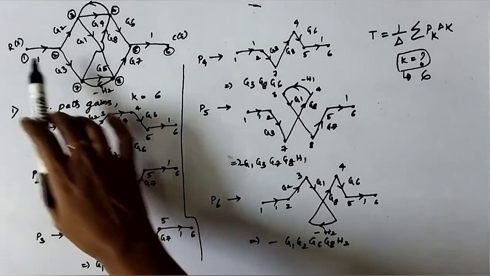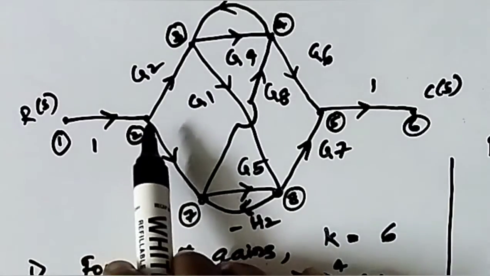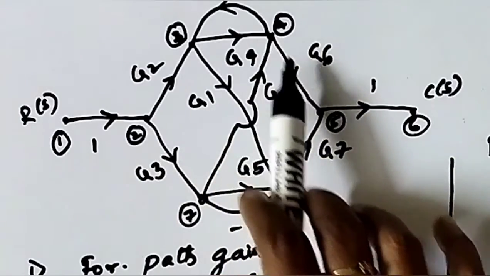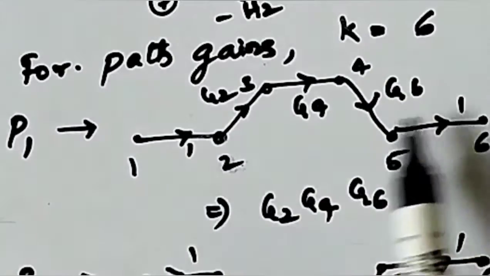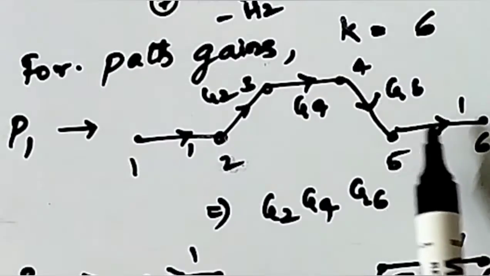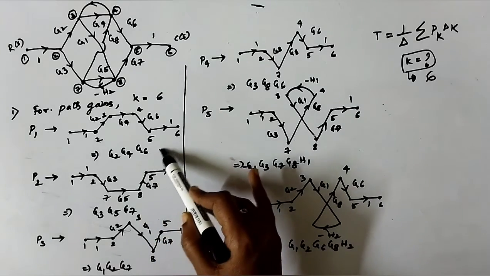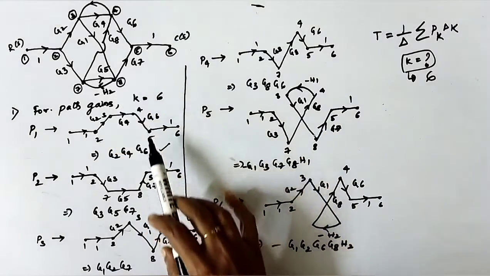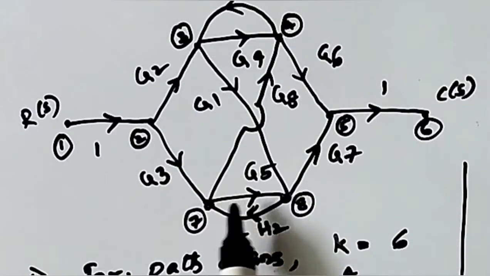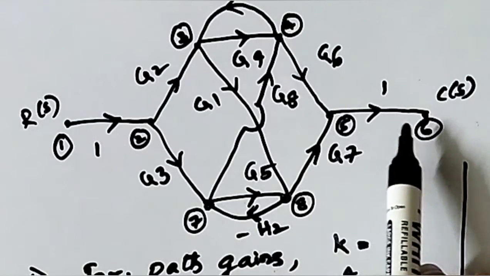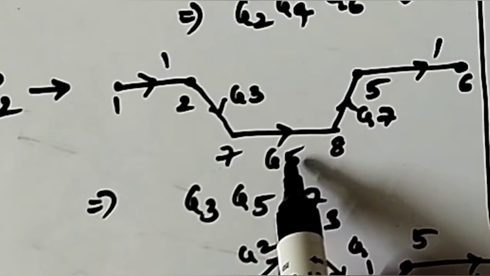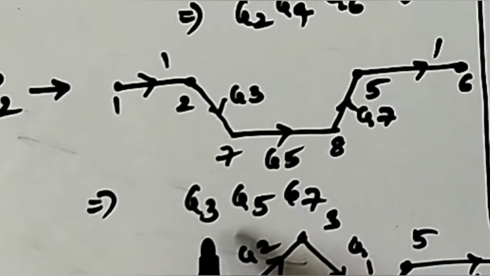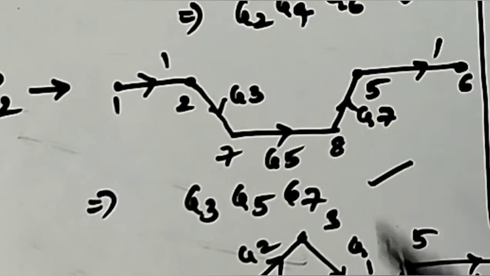Path 1, P1, we can clearly observe it's from 1 to 2, 2 to 3, 3 to 4, 4 to 5 and 5 to 6. The product of the gains for this total path is 1 into G2 into G4 into G6 into 1, so P1 is obtained. For the second path, it is from 1 to 2, 2 to 7, 7 to 8, 8 to 5 and 5 to 6. Here, 1 into G3 into G5 into G7 into 1. It is nothing but G3, G5, G7.